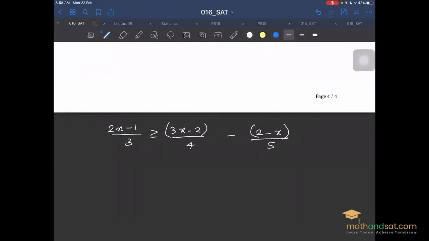Now we can cross multiply, but before cross multiplying, I have to make sure that the denominator is the same for both terms on the RHS. So I'm going to find the common denominator. With 4 and 5, the least common denominator is going to be 20. So I multiply with 5 on the numerator and denominator here, and multiply with 4 on both numerator and denominator here.